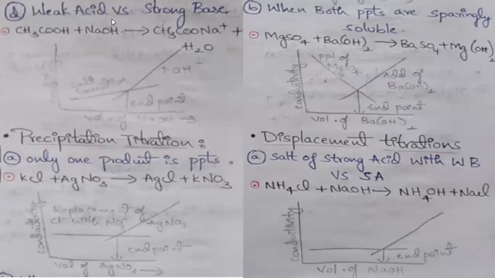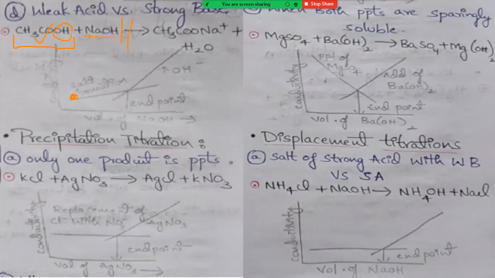The next one is weak acid versus strong base. The weak acid is taken in the conical flask, which has very few H+ ions because it is a weak acid. But in the burette we take NaOH, a strong base, which can release many OH- ions. Initially we have only a limited number of H+ ions, because we are taking a weak acid. So initially the conductivity values are very low. It starts at the lowest point.